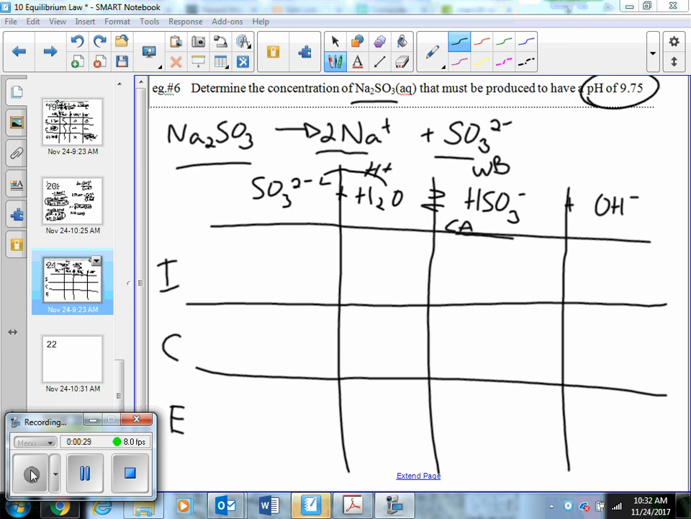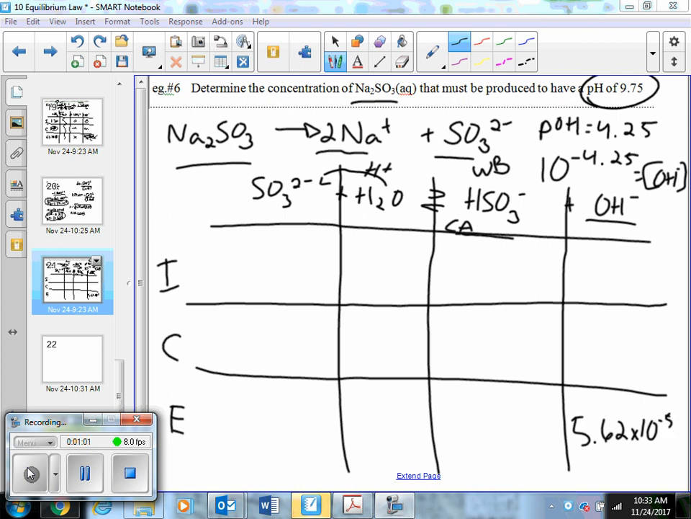So first of all, if I'm dealing with a base, I'm working with the concentration of hydroxide, so we have to find the pOH here because the pH is not going to give us the hydroxide concentration. So 14 minus 9.75 gives us a pOH of 4.25. So 10 to the negative 4.25 will give us what that hydroxide concentration is at equilibrium. And we get 5.62 times 10 to the minus 5.